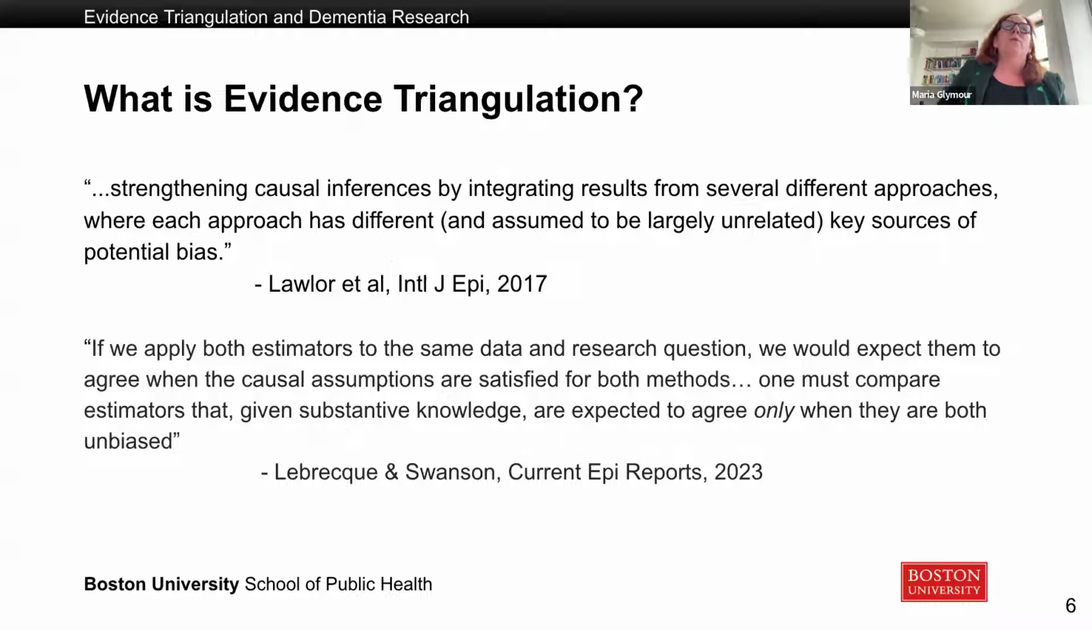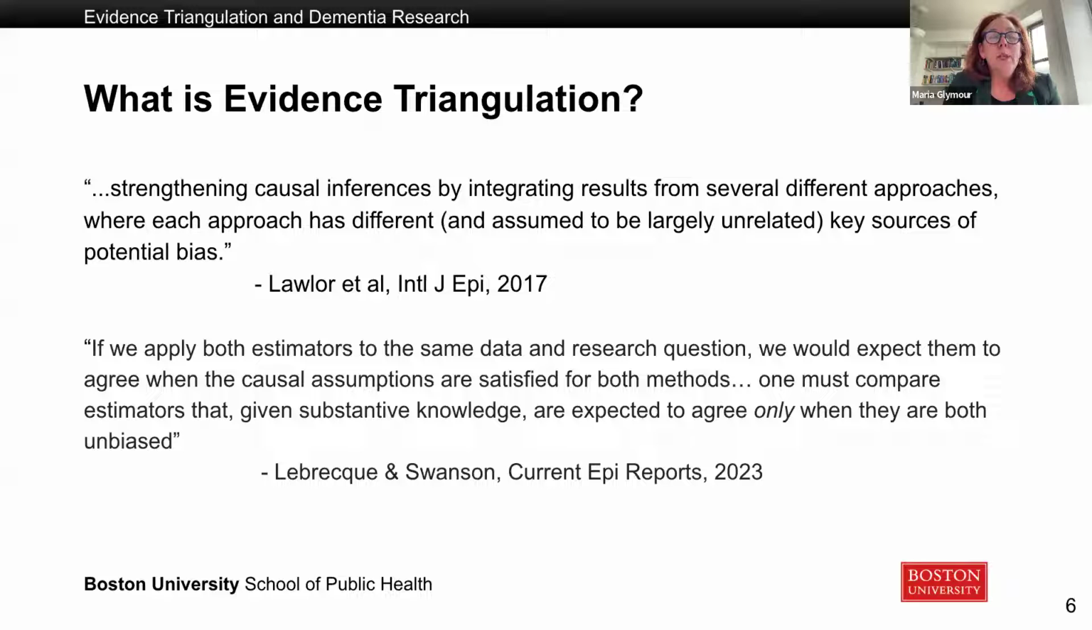Now I want to move to the question of evidence triangulation. And I think this audience probably has a firm, formal, and intuitive grip on these concepts, so I will go quickly over what we mean by evidence triangulation. I think the most influential recent articulation of this was Debbie Lawlor's paper, in which she describes evidence triangulation as strengthening causal inferences by integrating results from several different approaches, where each approach has different and assumed to be largely unrelated key sources of potential bias.